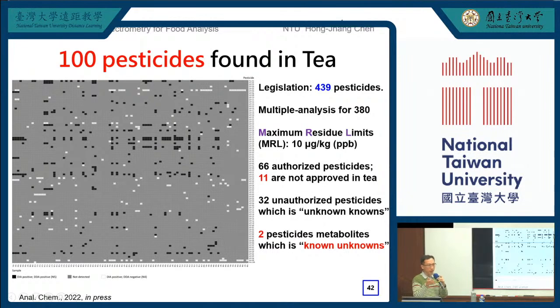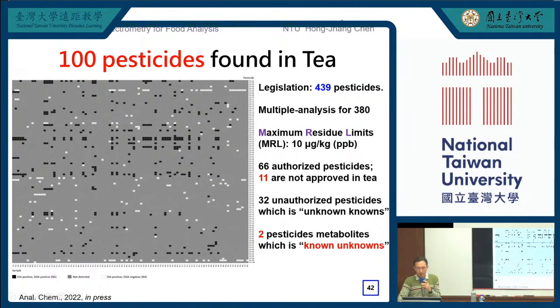And maybe that meets the legislation of the law. Okay, so these 66, maybe it's good, maybe it's fine. But 11 of them are not approved in tea. They may be approved for other agricultural materials, but not in tea. So these 11 are illegal pesticides in Taiwan tea.